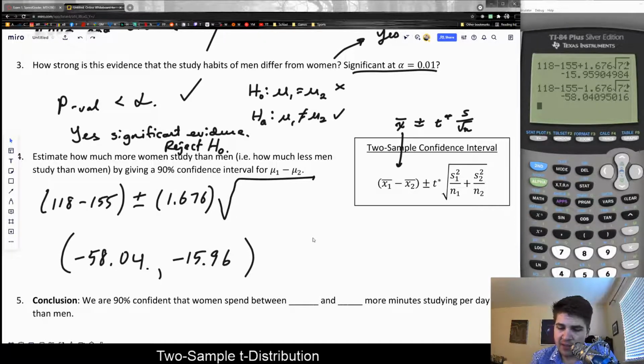But anyways, let's just round this to the nearest minute because it's pretty darn close. But basically women spend somewhere between 16 to 58 more minutes than men. We don't really know exactly, but that's always what a confidence interval tells us.